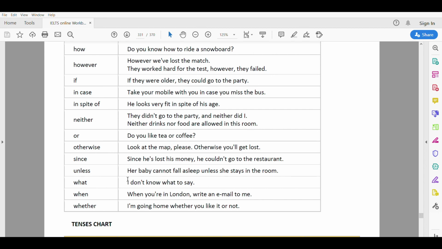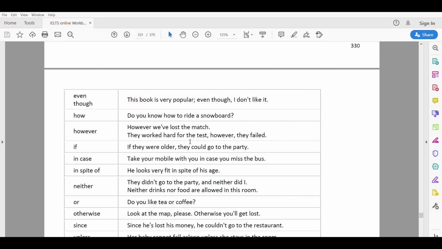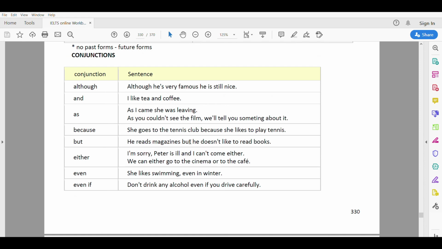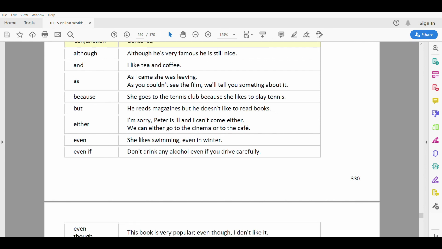So again, no comma. So if you haven't watched the previous video, I suggest you watch the previous video first and then see this video. You will form connections and you will come to know how you can make complex sentences and what connectors and conjunctions you can use in your IELTS writing and speaking modules.